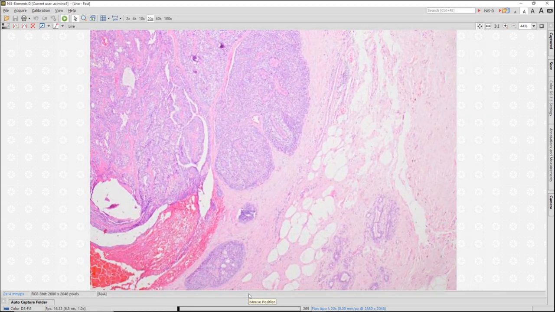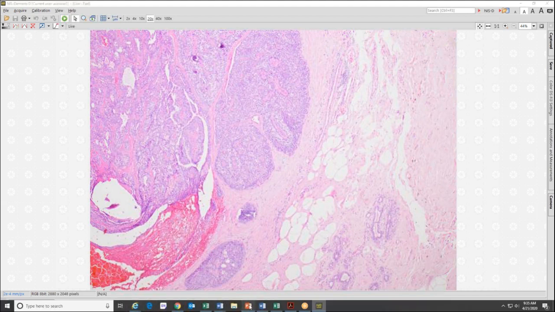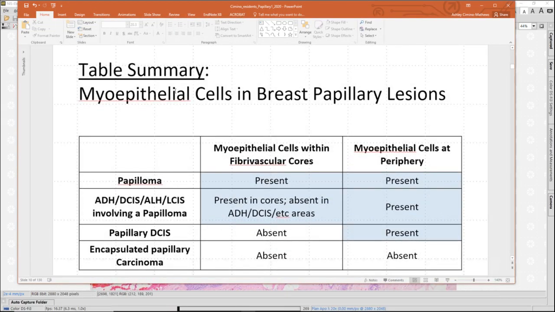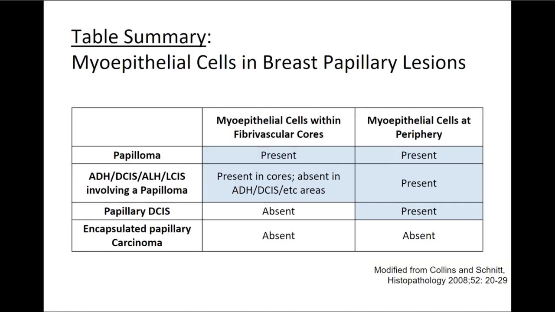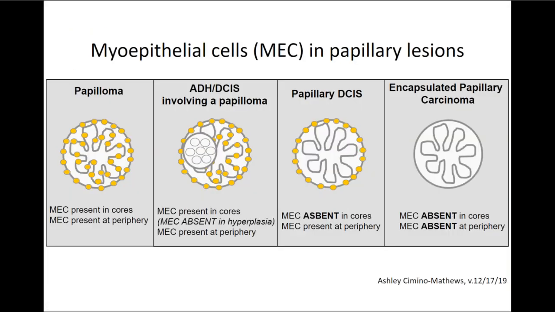And then let me pull back up this diagram. This is a table summary of the same thing I'm showing here of the myoepithelial cells and the papillary lesions. So we've just talked about the scaffold, the benign papillary lesions. Now I want to shift gears and talk about atypical lesions.